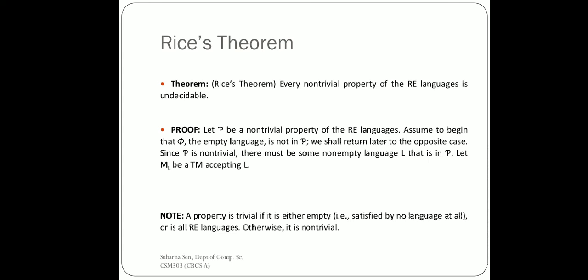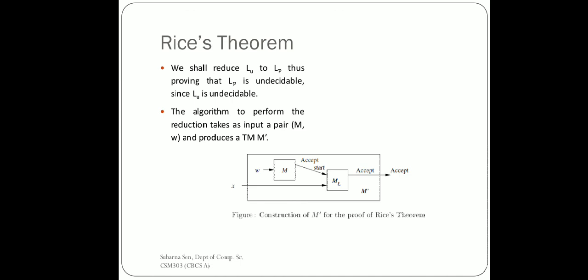That language, this non-trivial language, is to be L, which is accepted by a Turing machine named ML. Okay, now let us see how we are going to proceed. The language acceptance is by a non-trivial property, say L of P. We are assuming it to be L of P, and we are trying to reduce the universal language, that is L of U, to L of P, thus proving that L of P is undecidable, since LU is undecidable.